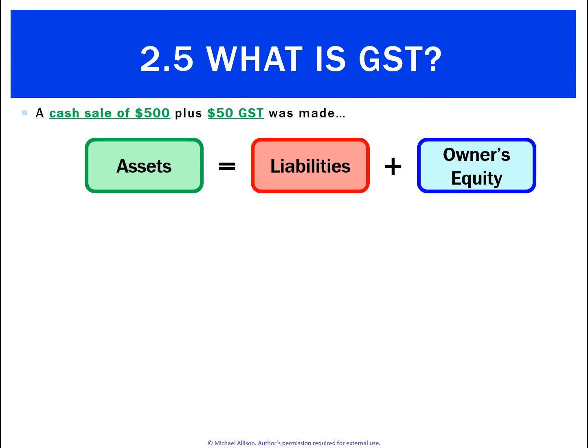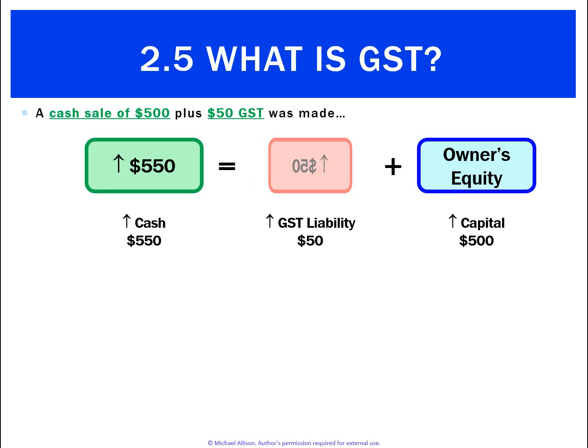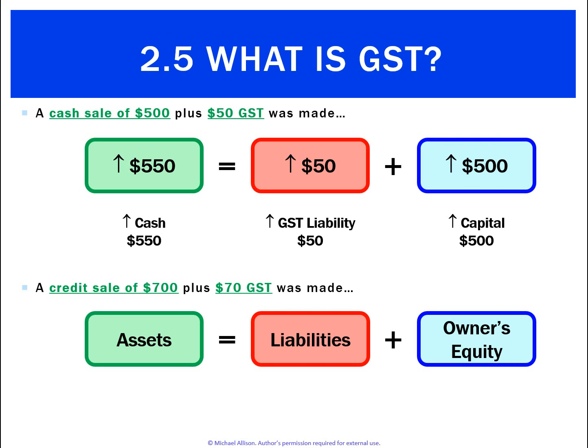Looking at the accounting equation perspective of these transactions, assuming we had a cash sale of $500 plus GST, we've got $550 of cash. Our liability goes up because the $50 of GST doesn't belong to the firm, and we've made revenue of $500. Looking at the accounting equation, we've got assets going up $550, liabilities up $50, and owner's equity up $500. Assuming that we made a credit sale of $700 plus GST, debtors in this case will be the asset that increases. GST will also increase, and so will capital.